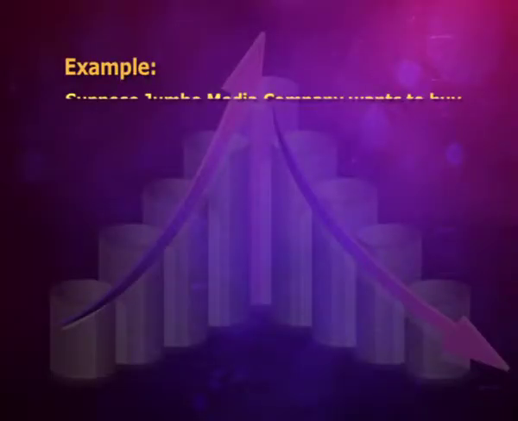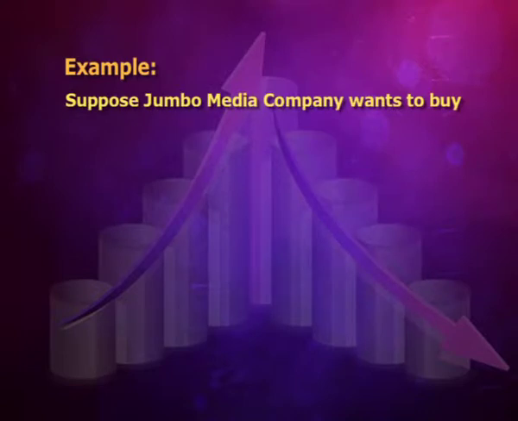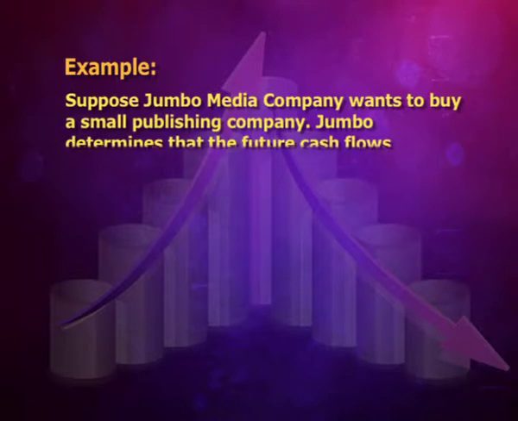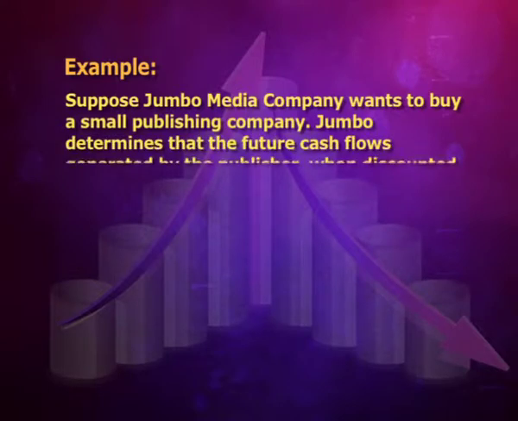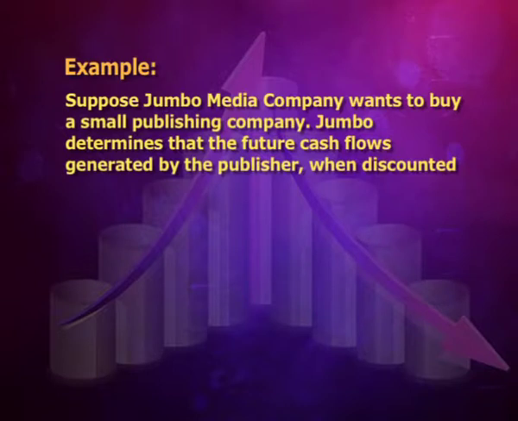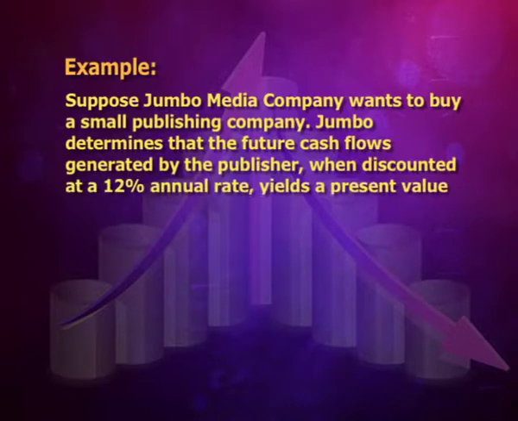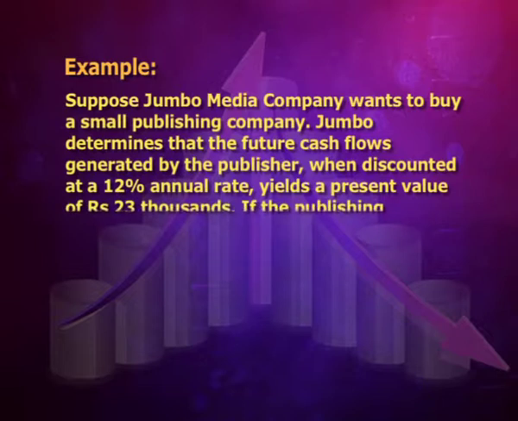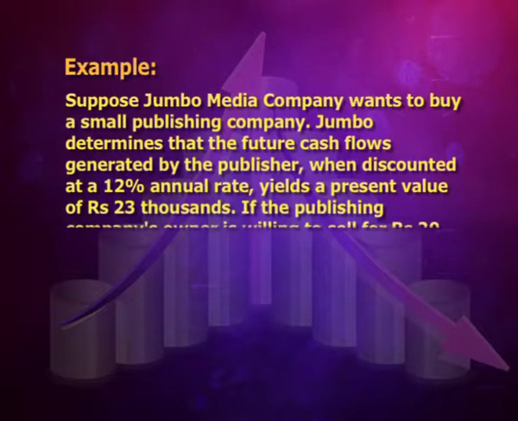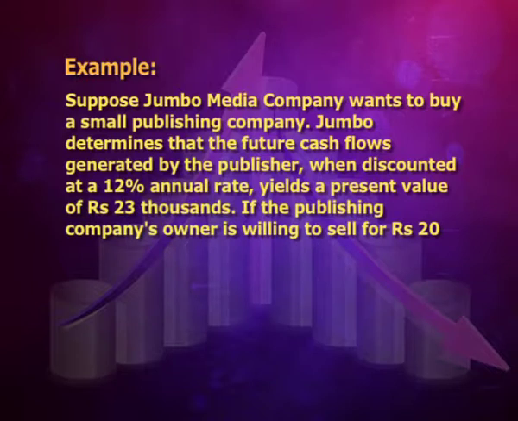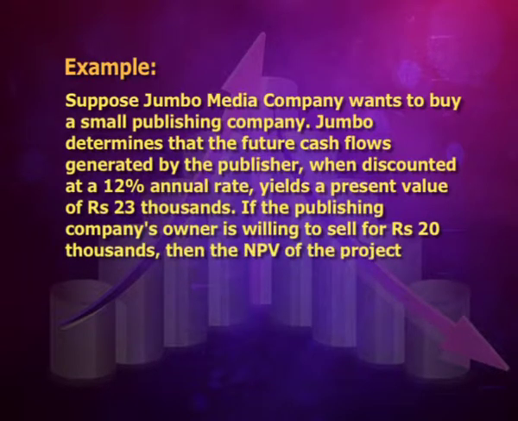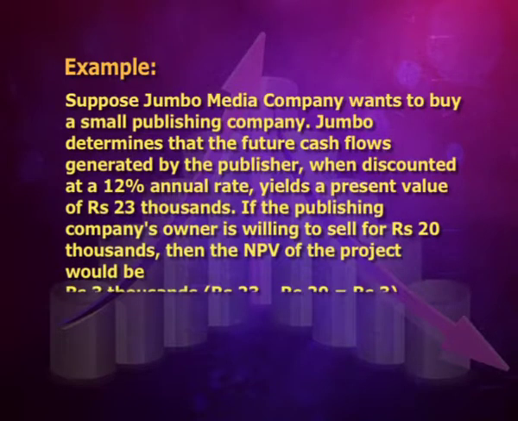Let's illustrate this with an example. Suppose Jumbo Media Company wants to buy a small publishing company. Jumbo determines that the future cash flows generated by the publisher when discounted at a 12% annual rate yields a present value of rupees 23,000. If the publishing company's owner is willing to sell for rupees 20,000, then the NPV of the project would be rupees 3,000, that is rupees 23,000 minus rupees 20,000.